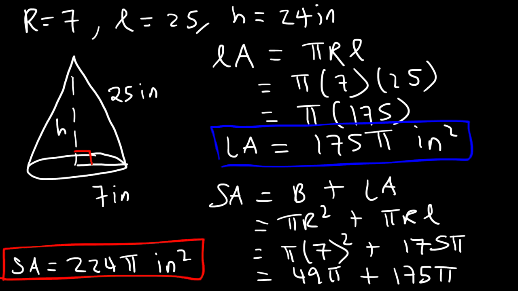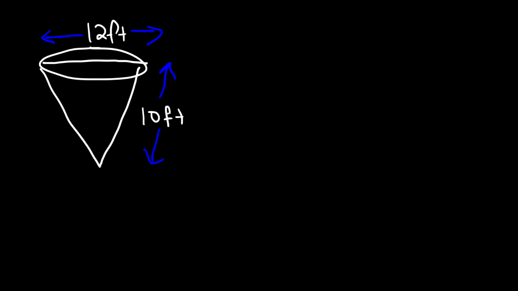And so that's it for this example. Now let's try one more example for the sake of practice. So this time, let's say you're given the diameter instead of the radius. Let's say that the diameter is 12 feet. And you're given the slant height, which is 10 feet. Go ahead and find the volume, lateral area, and the surface area.